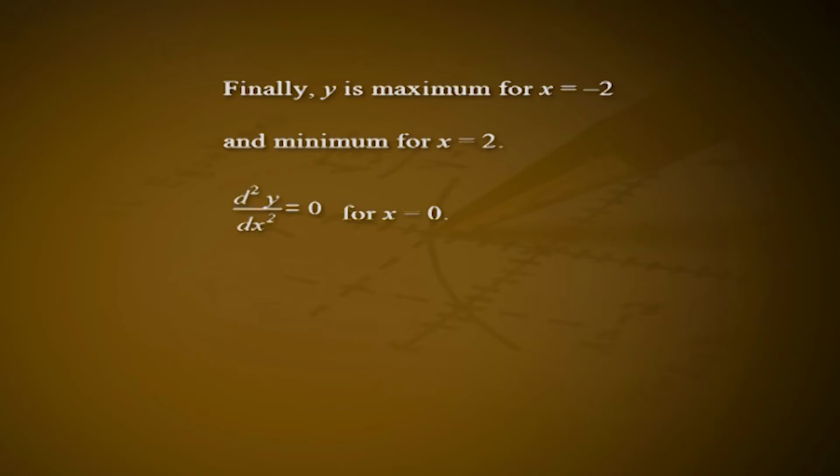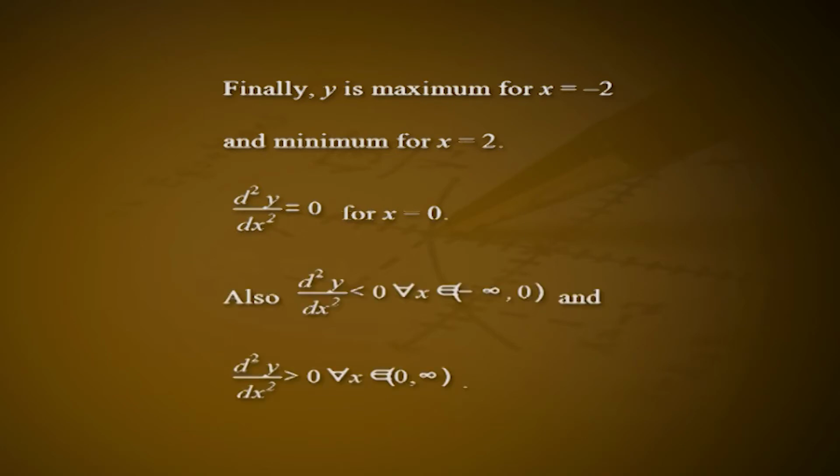Sixth one, d square y by dx square is equal to 0 for x is equal to 0. Also, d square y by dx square is less than 0 for all x belongs to the open interval (minus infinity, 0), and d square y by dx square is greater than 0 for all x belongs to the open interval (0, infinity). Thus, the curve is concave downwards in the left open interval (minus infinity, 0) and concave upwards in the right open interval (0, infinity).